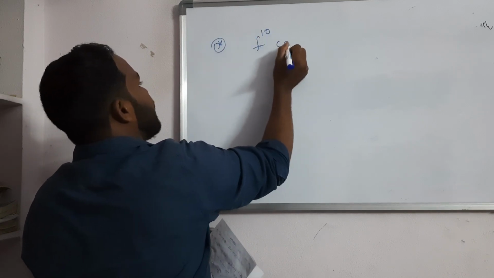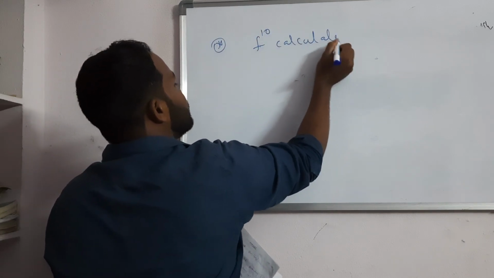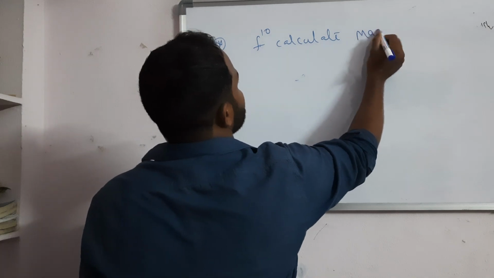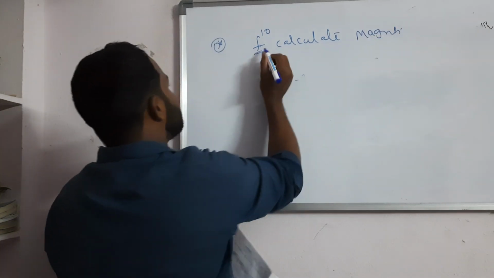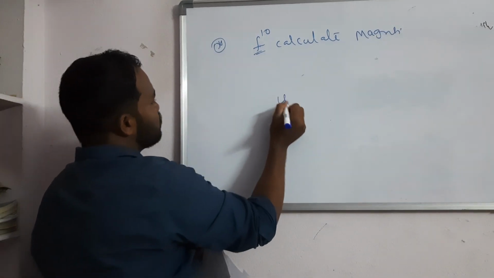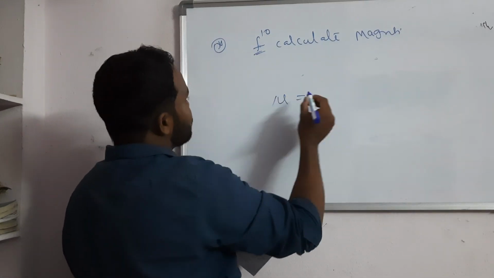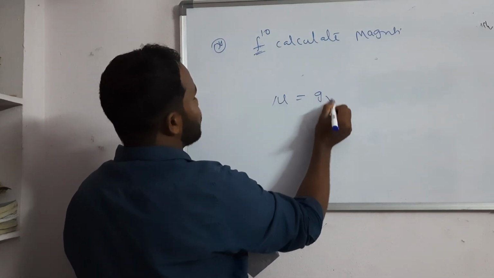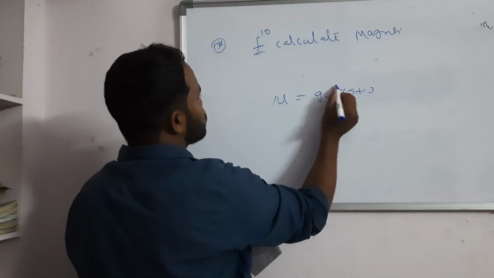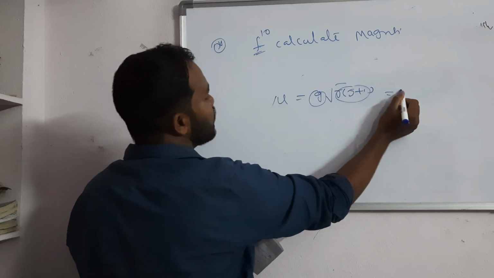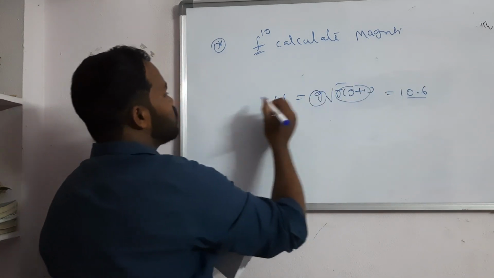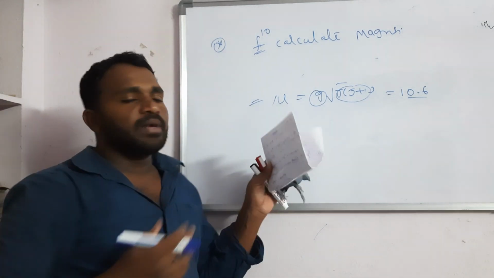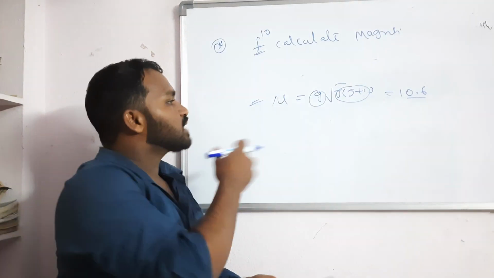F10 calculated magnetic moment. So for F10, if you use the formula mu is equal to g into under root J into J plus 1 and substitute all the values, you will get the magnetic moment 10.6. This is actually a 4 marks question, but this time they asked for 2 marks.